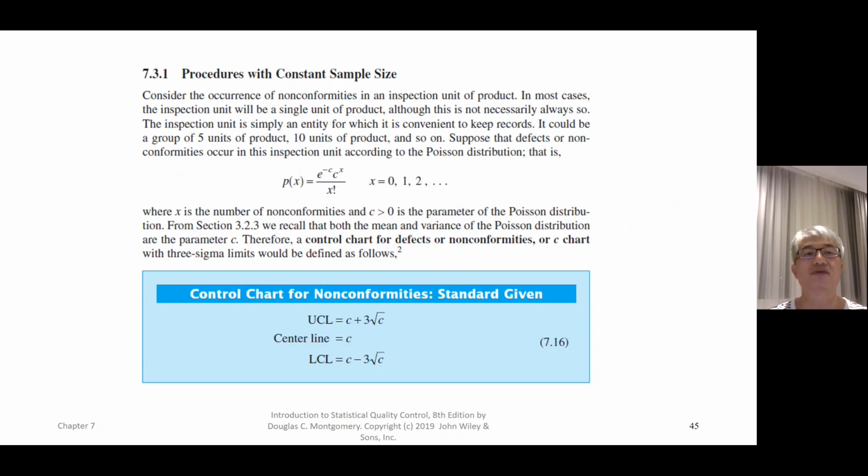Now move to section 3.1, procedure with constant sample size. This is the case that is encountered most realistically. Consider the occurrence of non-conformity in the inspection unit of product. In most cases, the inspection unit will be a single unit of the product, only one single product, although this is not necessarily always so. The inspection unit is simply an entity for which it is convenient to keep records. It could be a group of 5 units of product, or 10 units of product, or 15.